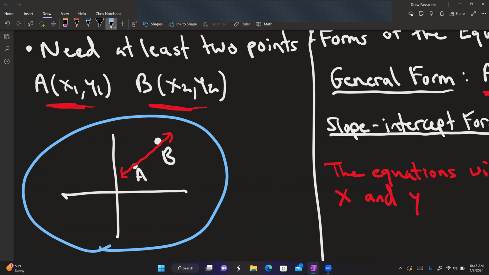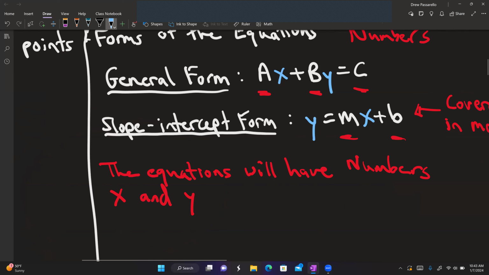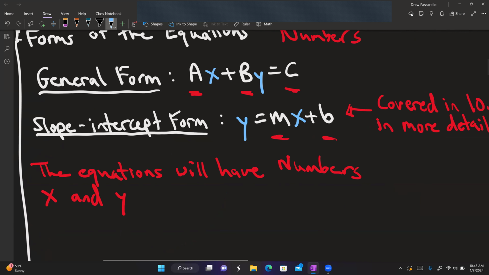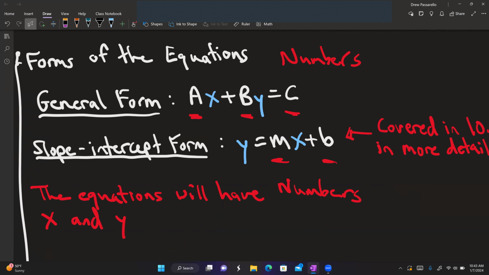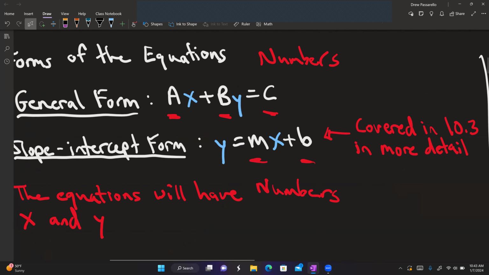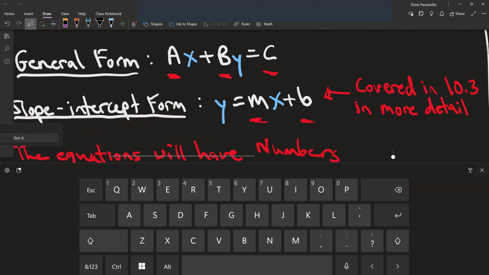All right, now the next main idea is forms of equations. Now, there's two main forms, the general form and the slope-intercept form. Now I put here, let me zoom out a little bit so you can see it all.